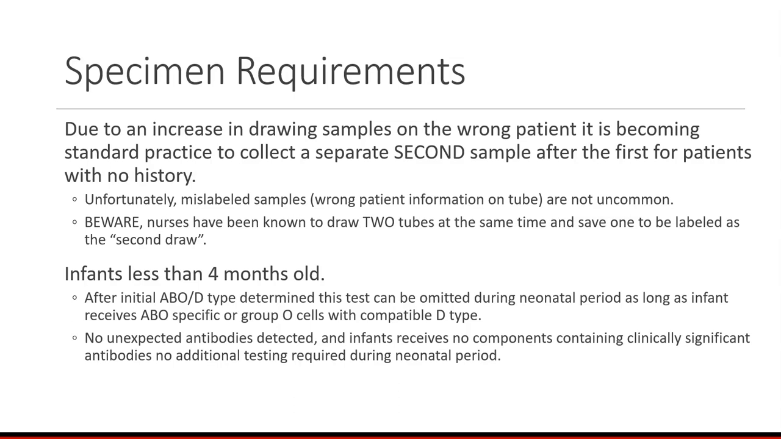We always do a screen on the mom. And if she has no unexpected antibodies, then the baby is not retyped for the entire neonatal period. Once they reach their 4-month birthday, they become an adult in the transfusion world.